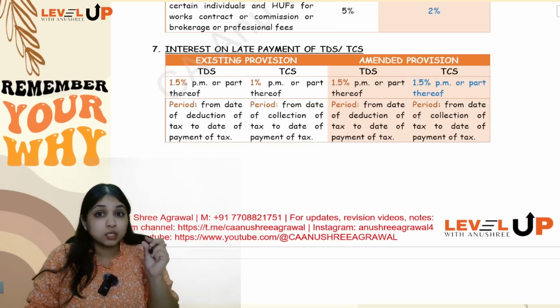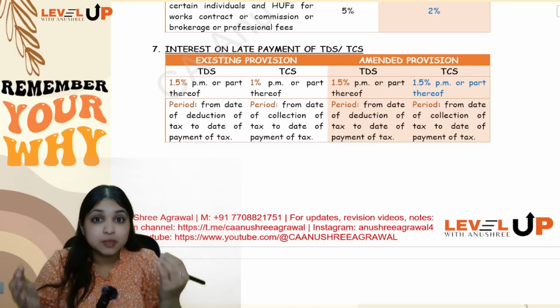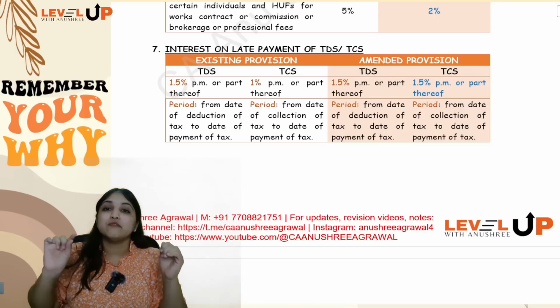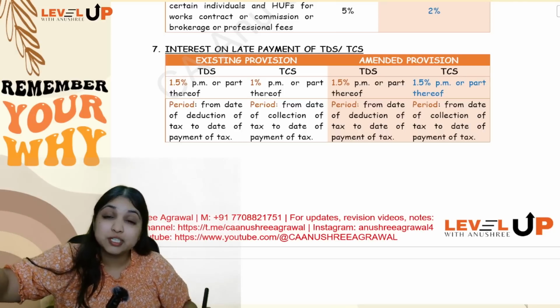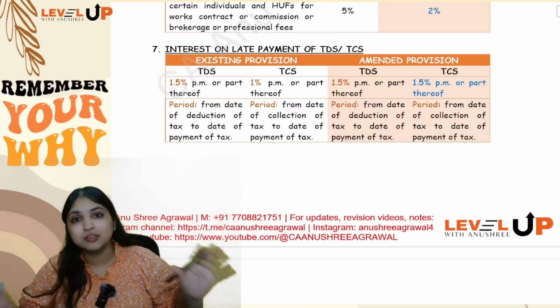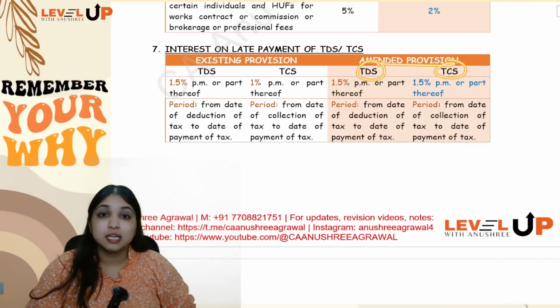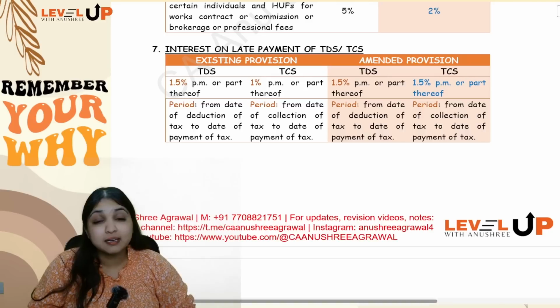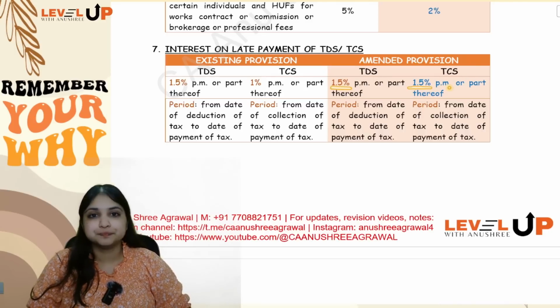So in both now, if you remit the TDS or the TCS late, then the interest rate will be 1.5% for TDS and for TCS. Earlier for TDS it was 1.5%, for TCS it was 1%. But now for both it has become 1.5%. Whether TDS, whether TCS, if you remit it late, the interest applicable will be 1.5%.